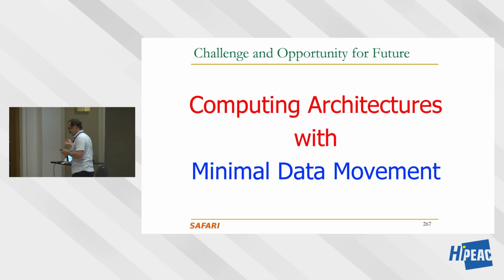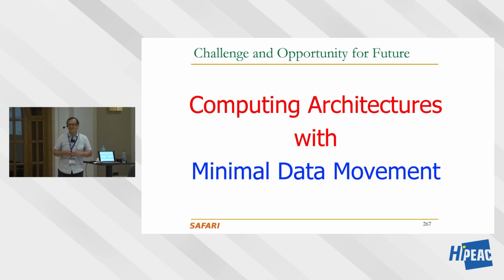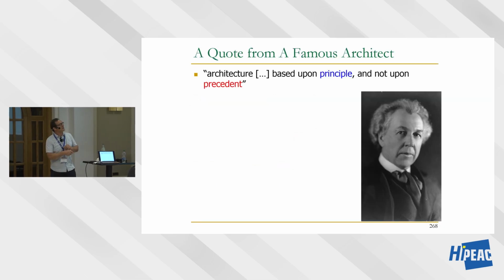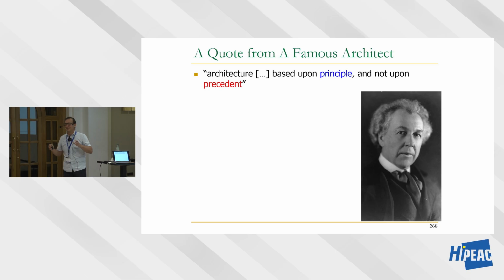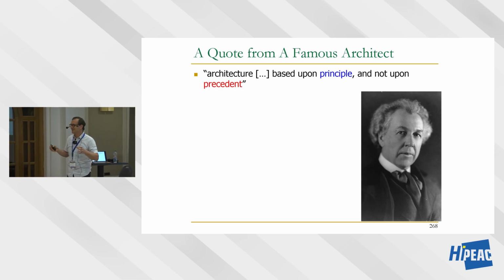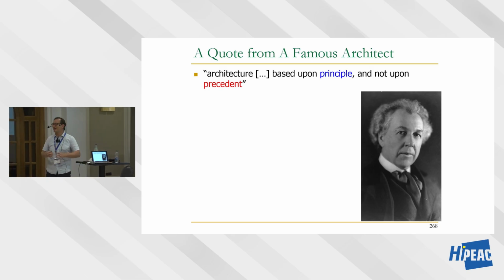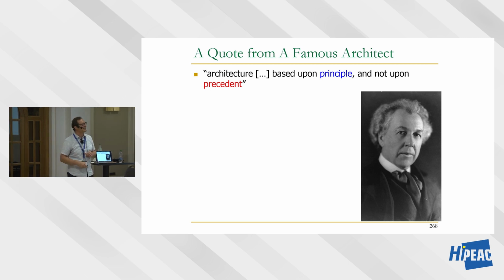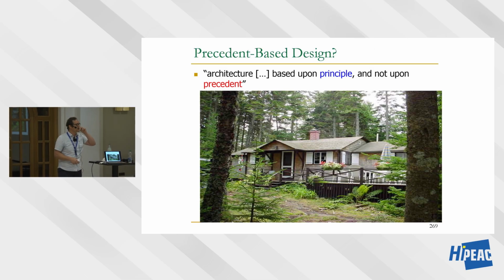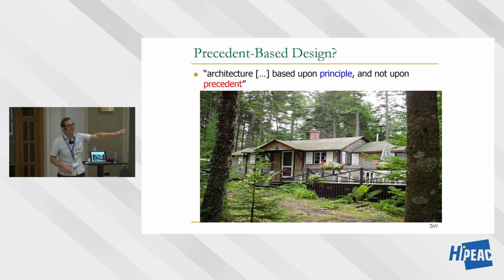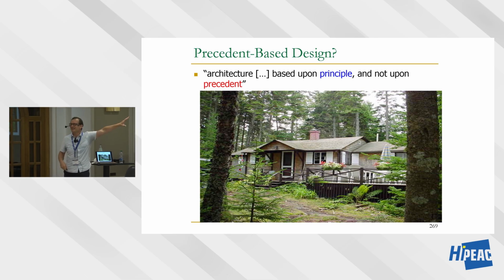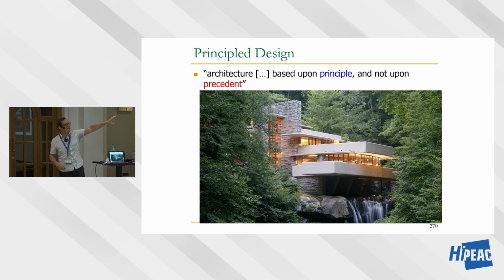Now let me also talk about philosophy a little bit. A very famous architect said this: architecture should be based upon principle and not upon precedent. Can anybody guess who this architect is? Okay, not a computer architect, this guy. Frank Lloyd Wright. He is basically the, let's say, father of modern American architecture, but also a lot of architecture in general. He was a very principled man, very headstrong, and because of his principles, he didn't design this. He thought this is precedent-based, meaning everybody does this, right? Now let's do something much more principle-based, and this is what he designed.